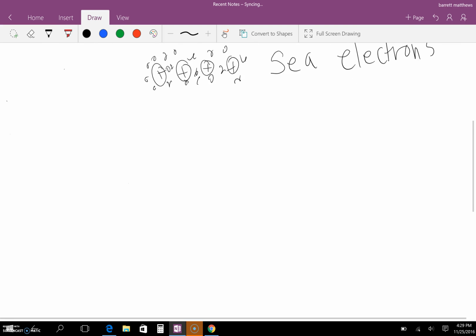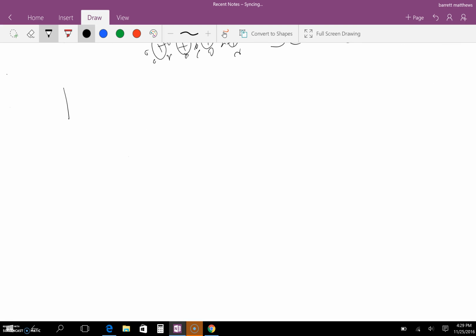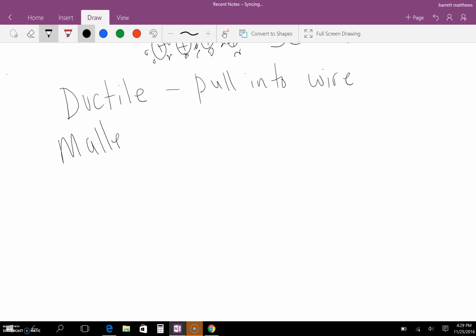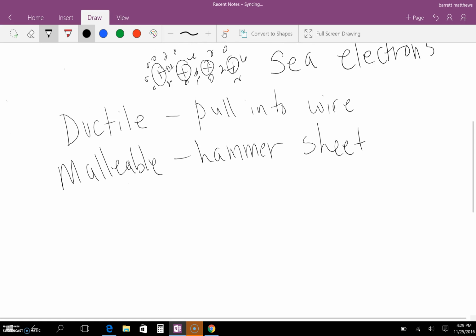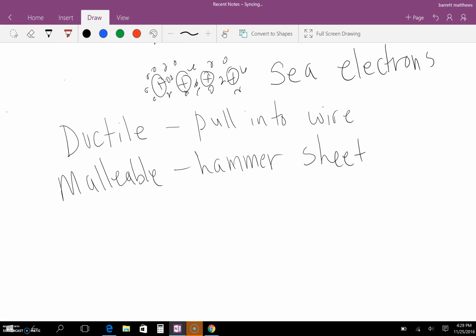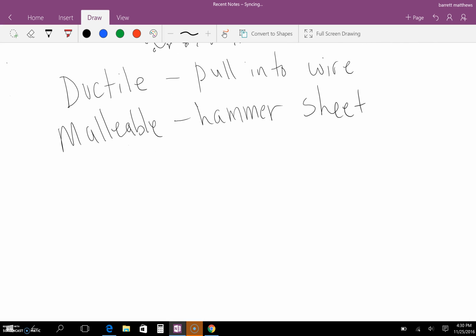And this gives metals all their properties. First of all, metals can be ductile, which means you can pull them into wire. They can be malleable, meaning you can hammer them into sheets, okay, because these positives are going to move around. They're not fixed. They're going to slide and move around over each other. So that makes them ductile and malleable.